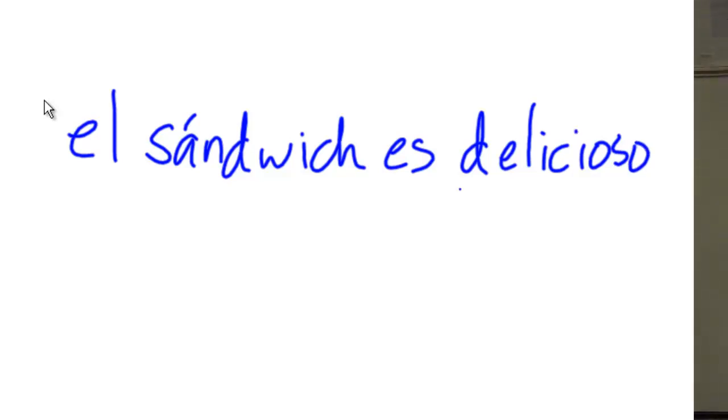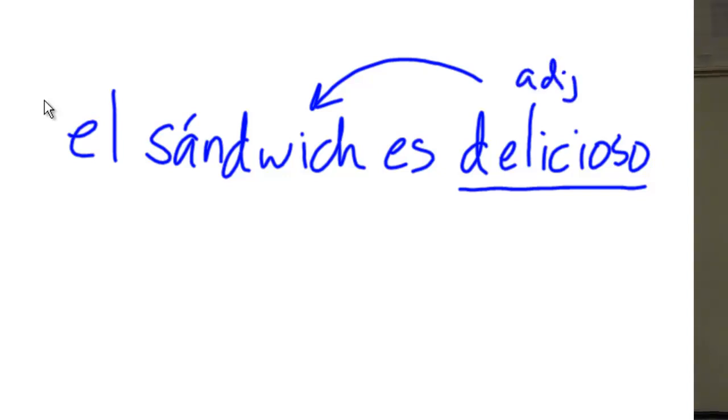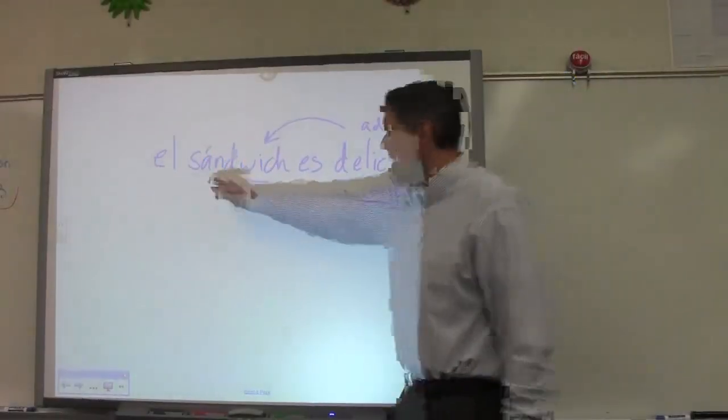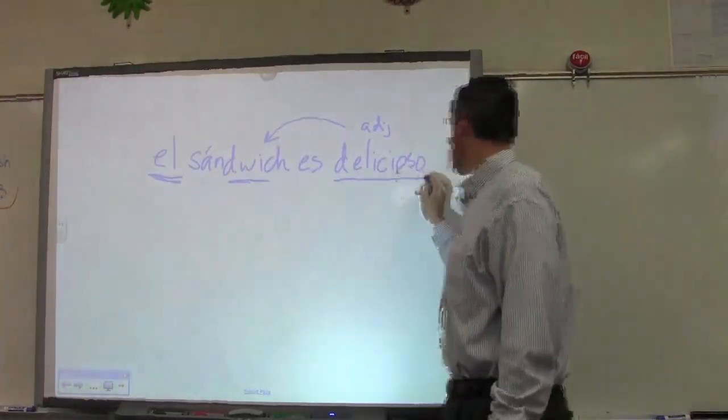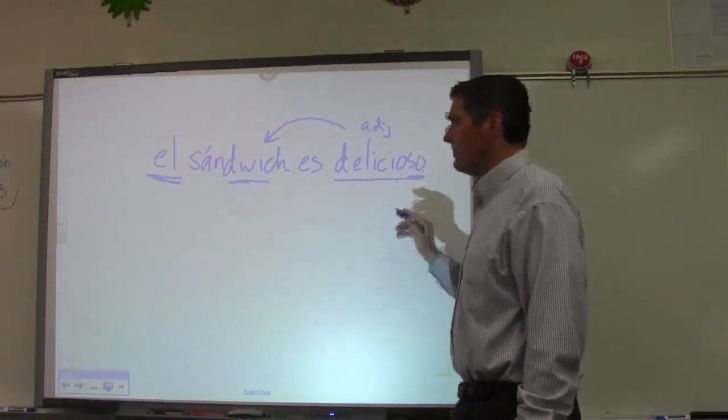Okay, delicioso is our adjective because it is describing our noun. So this is our adjective. Adjectives need to agree in gender and number with the noun that they modify. Again, grammar speak, I'm sorry. So delicioso is our adjective. We're describing sandwich. Sandwich is masculine. It starts with el. It's masculine. So this is ending in o, delicioso.